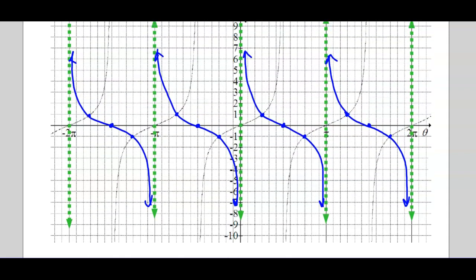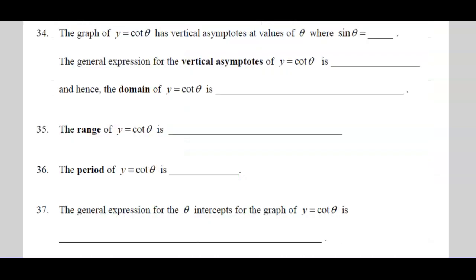Notice how the direction, so now each part is a decreasing function. Tangent is increasing in each part. So just try to remember that if you're asked to sketch it. So vertical asymptotes at values of theta where sine theta equals 0. Just remember cotan is cos theta over sine theta. So, where sine theta equals 0, remember that's at multiples of pi. So, now we're going theta equals n pi.